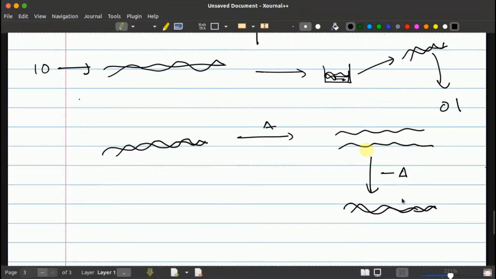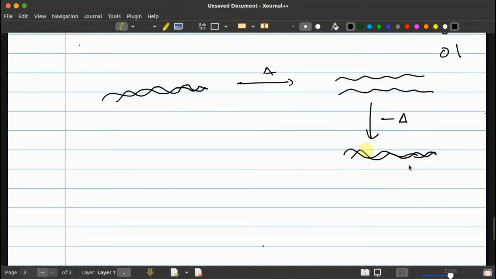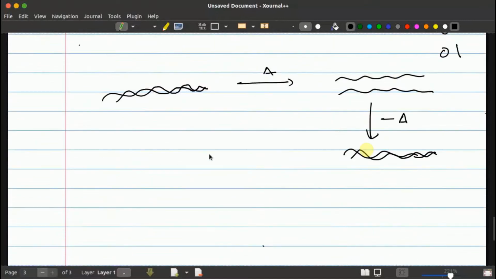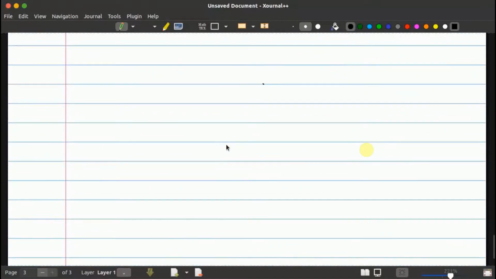With heat, it uncoils, and when you remove the heat, it recoils back as it was, up to certain amounts of heat. For all practical purposes, assume that it recoils back. So, that is basically about DNA.